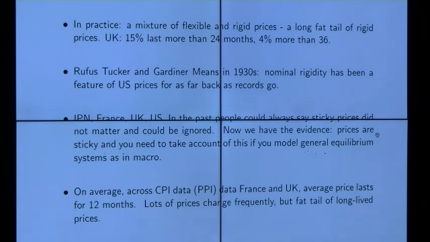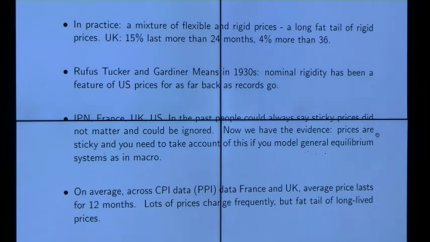We can go back now and look back at the 1930s debate. Rufus Tucker and Gardiner Means, the two US economists. And so nominal rigidity has been a feature of US prices for as far back as records go. And if we look at Europe, the CPI across the Eurozone, France, UK, US, in the past people could always say sticky prices did not matter and could be ignored before this evidence came into being. So the CPI data didn't really become available till the early 2000s.